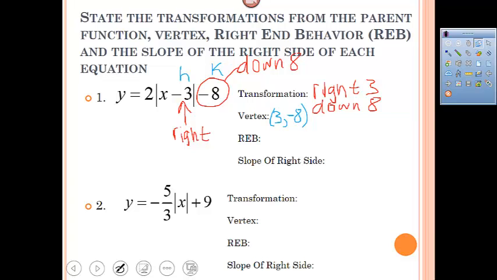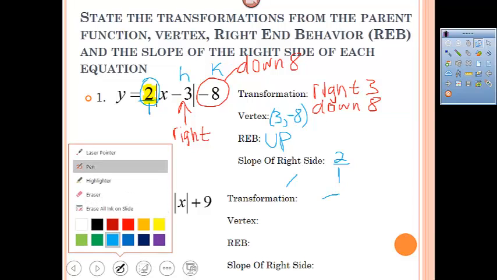Your right-end behavior, you're going to look at your a value. So we know our a value is 2. Since that is positive, that means our right-end behavior is up. It's going to go to positive infinity forever. And the slope of the right side is also associated with this. If you don't remember from Algebra 1 and from the previous lesson, the slope has an imaginary 1 underneath it, so it's a rise of 2 over a run of 1.